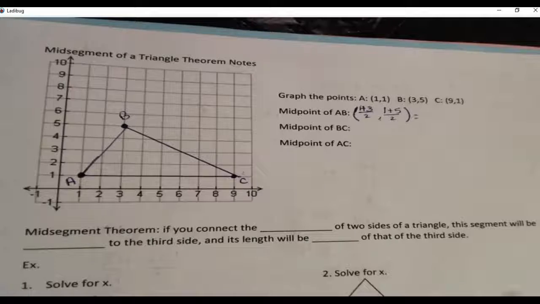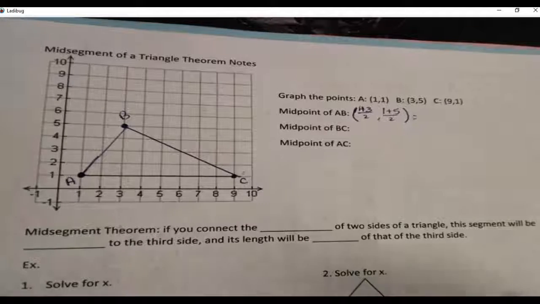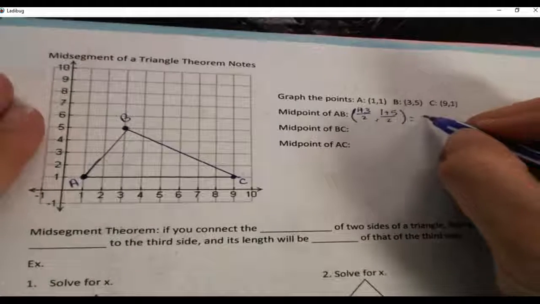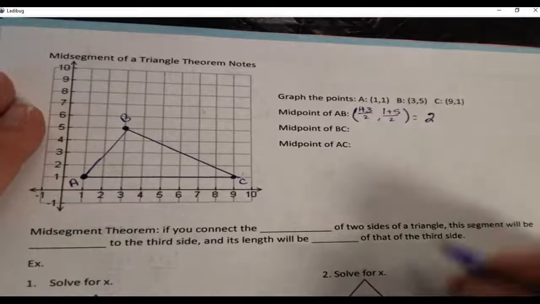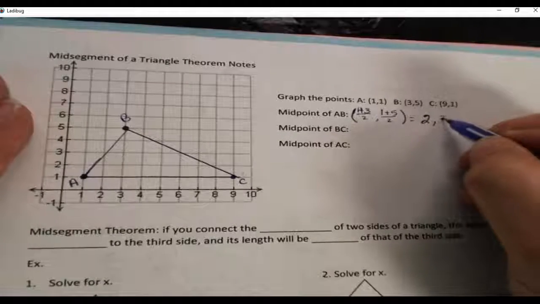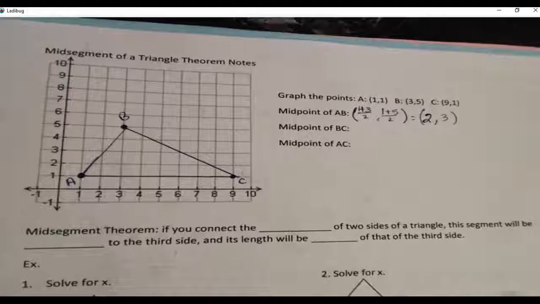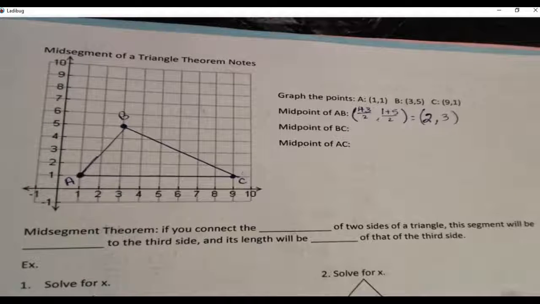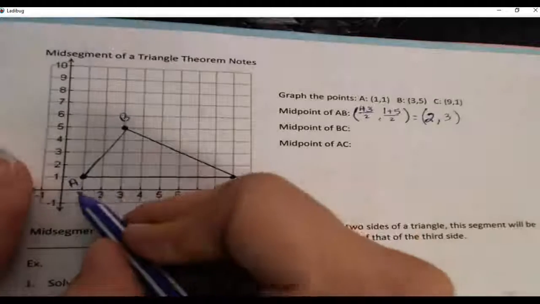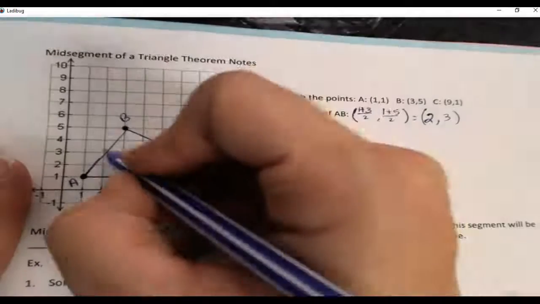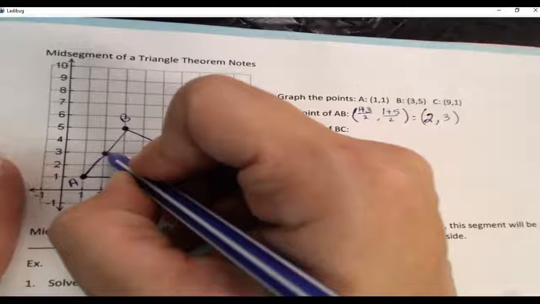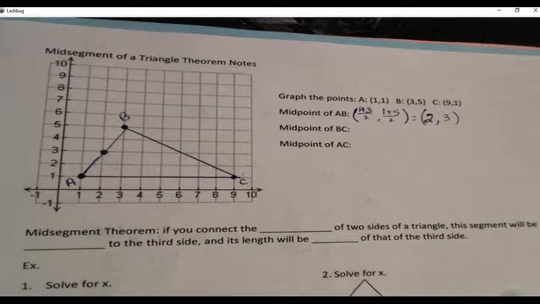So we get 1 plus 3 is 4, and 4 divided by 2 is 2. And then 1 plus 5 is 6, and 6 divided by 2 is 3. So we get the point (2, 3). So let's plot that point. (2, 3). And if your line is straight, which mine is not, that point should be on your triangle side.